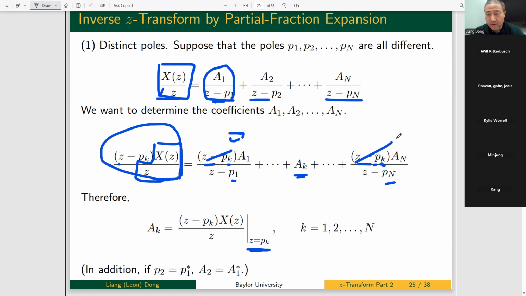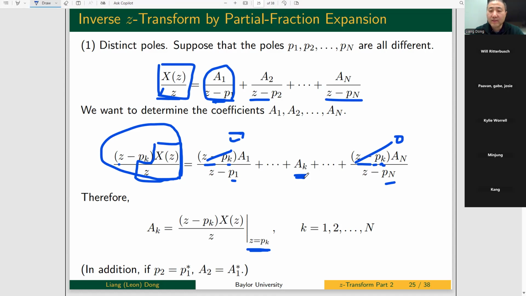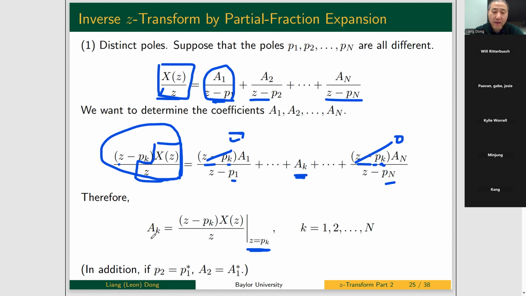Everything is gone except this middle term, which is a constant, a sub k. That's what's left. Therefore, a sub k is equal to the entire thing on the left when you plug in z equal to p sub k. Similarly, I can do this for a sub 1, a sub 2, all the way to a sub n.